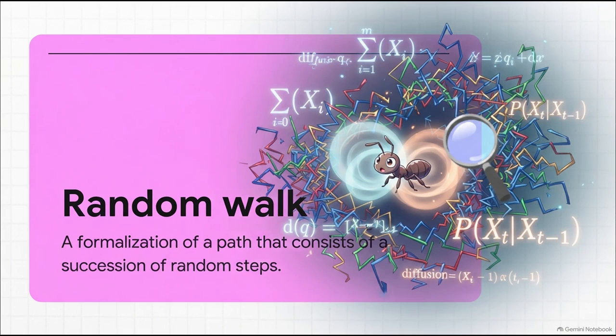Next is the random walk. And honestly, this is exactly what it sounds like. It's a mathematical formalization of a path consisting of a succession of random steps. Think of it like a wandering ant. Just because you know exactly where the ant is right now doesn't mean you can guarantee where its next step will land. It's a fundamental building block for understanding how time series move.